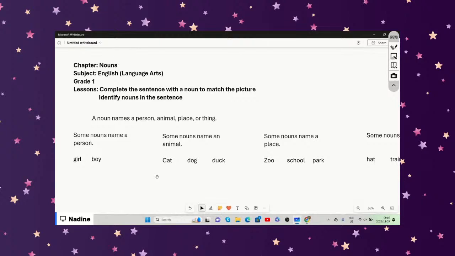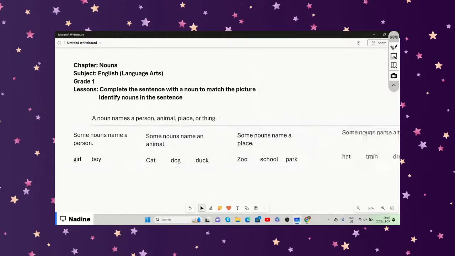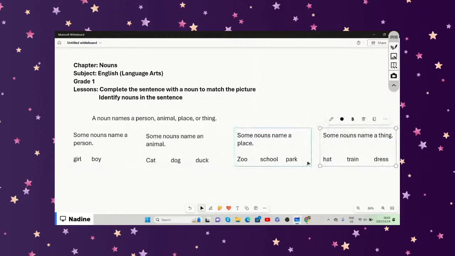Then some nouns name a place. Here they are also making mention of general places. It says zoo, school, park. This is not necessarily naming the zoo. It's just saying we're going to the zoo, so zoo is a noun. It doesn't have to say which zoo, for example the Canadian zoo or the South African zoo.